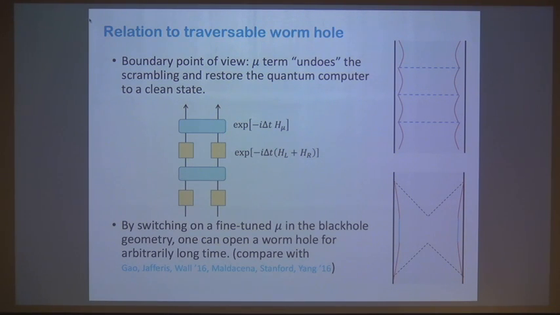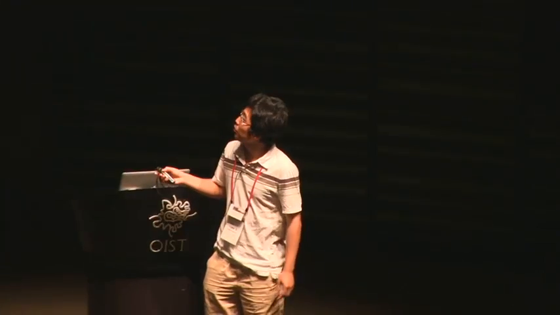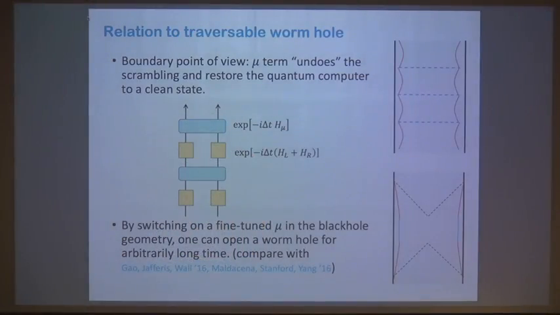And our results show that in this case, your thermal field double state will stay the same state. On the other hand, if you only have this time evolution, we know what happened is the black hole time evolution. You are going to get the scrambling correlation function between the two sides of the thermal field double dying exponentially in time. So what happened is that part of the coupling term saved you from scrambling.